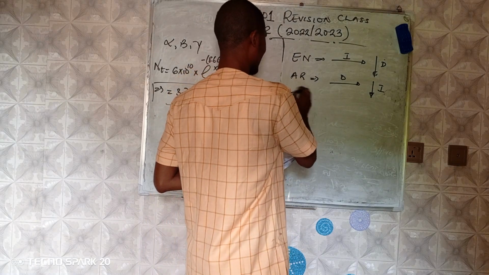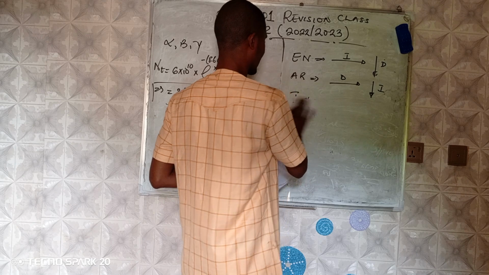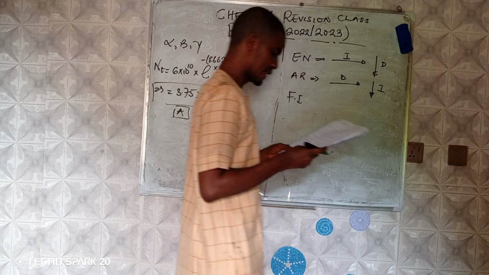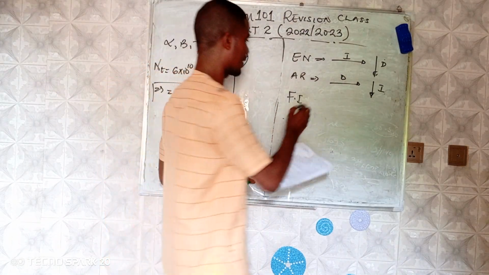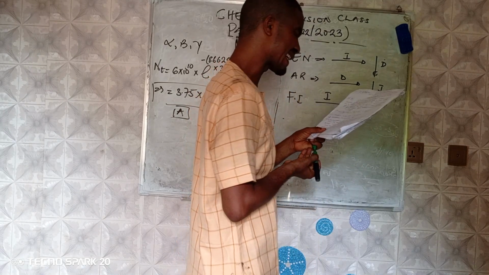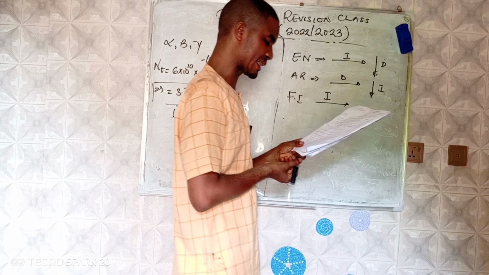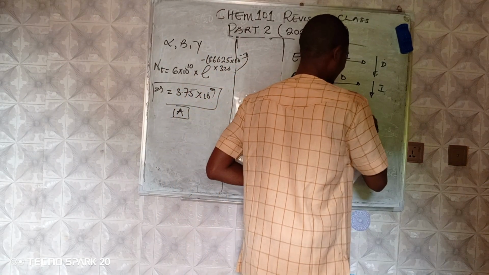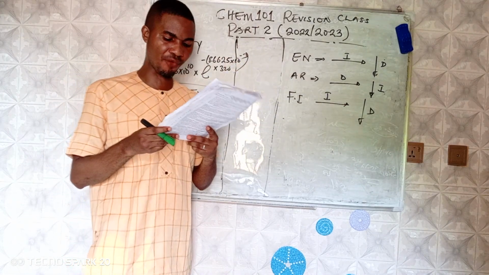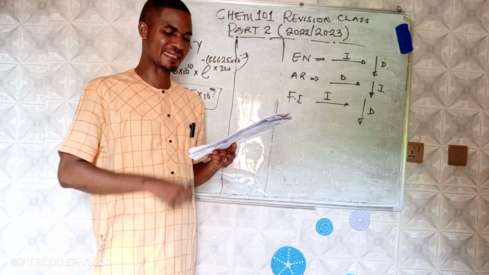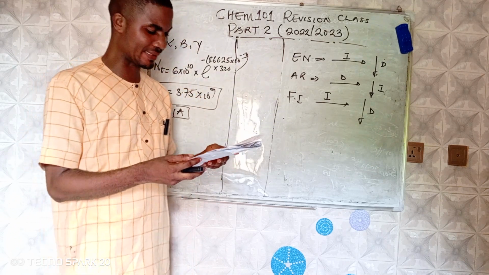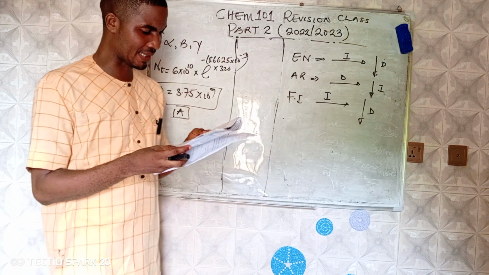First ionization energy, let me use FI. First ionization energy generally increases across the period due to increase in nuclear charge, and decreases down the group. Why? Because outer electrons are further away from the nucleus and hence cannot be tightly bonded. So the option we are going to be looking at for question number 35 is option C.